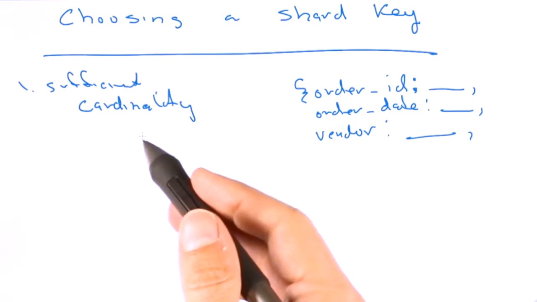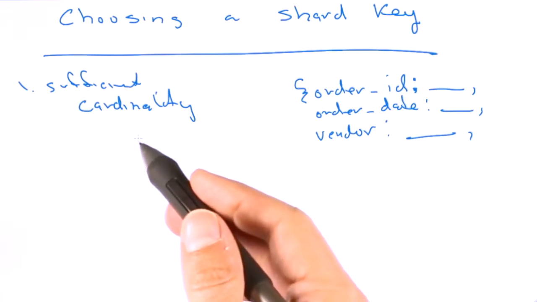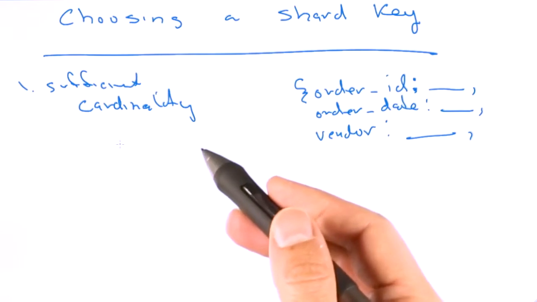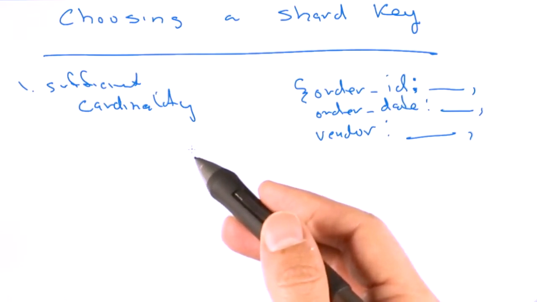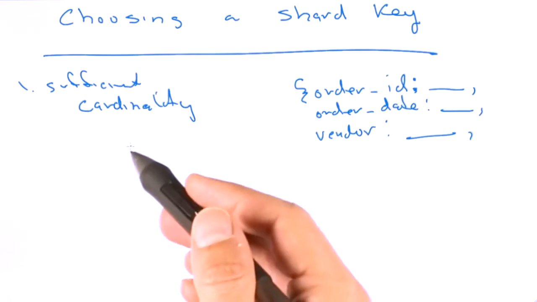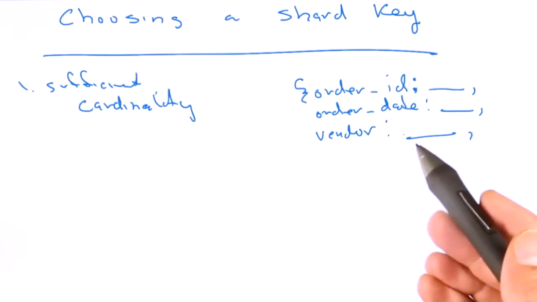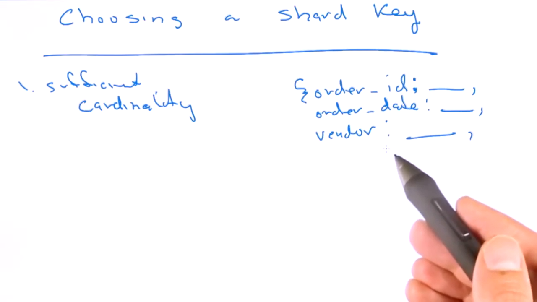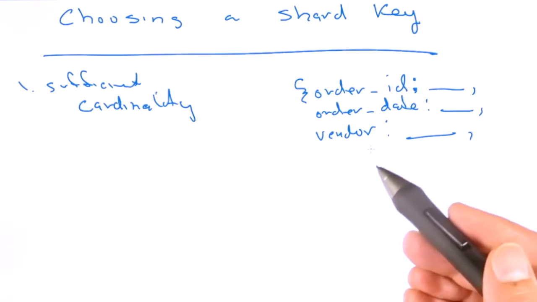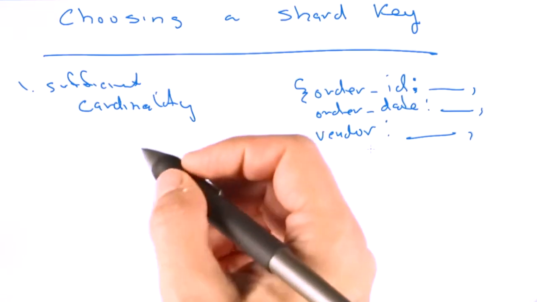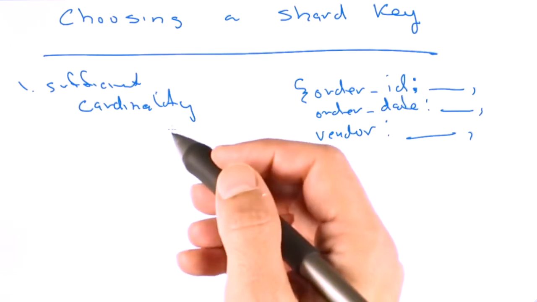So for instance, if you decided to shard on something where there were only three possible values, then there would be no way for Mongo to spread it across, let's say, 100 shards. So you need to think about whether or not there's sufficient cardinality for it to be a proper shard key. And you can often solve that problem by putting in a secondary part of the key, which has more cardinality than the first part of the key.